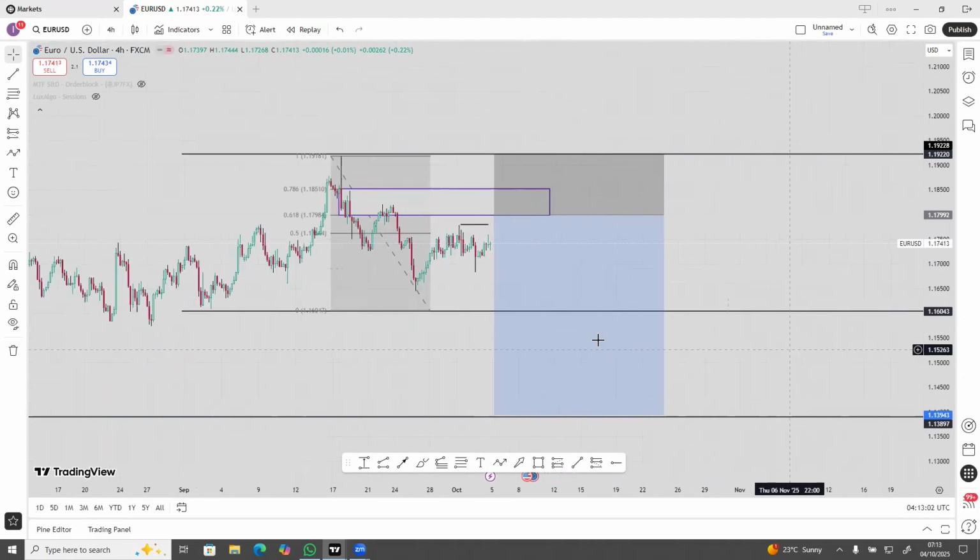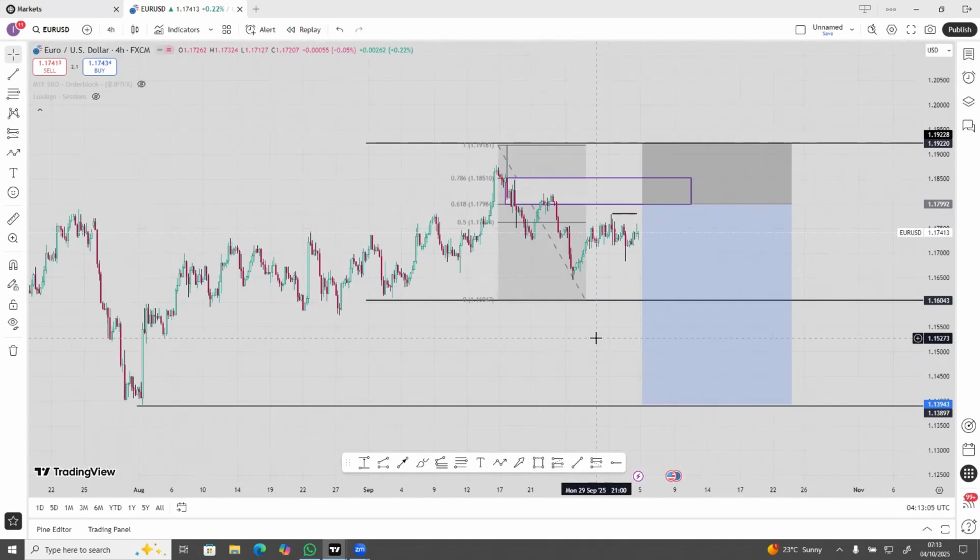So that is it on Euro USD. It is the same with the GBP USD.